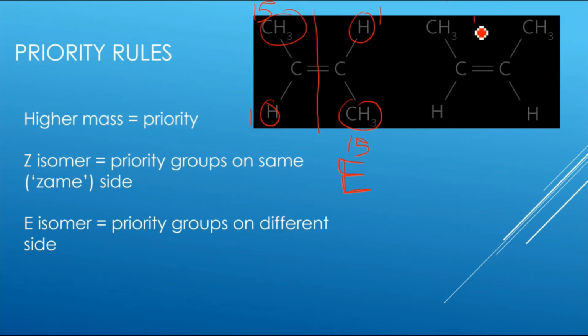Whereas in the other example, the priority groups are on the same side, so that's why this would be classified as the Z isomer. So we would say that this is Z-butene and this is E-butene. So just remember this rule.